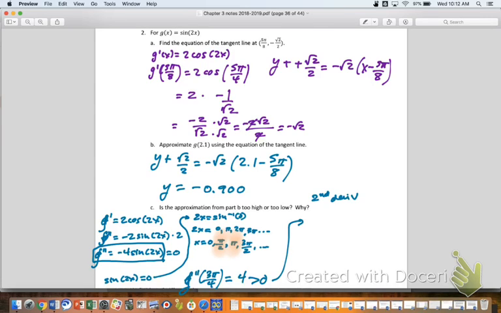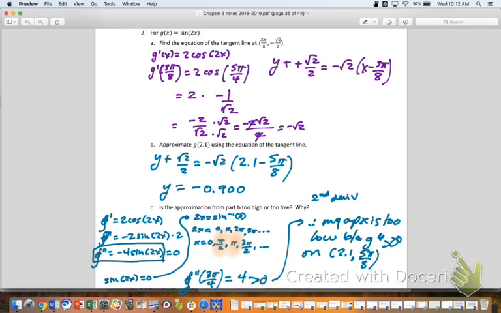So I can say, because of this reasoning, therefore, my approximation is too low because g double prime is positive on the interval from 2.1 to 5 pi over 8. Something like that. So really, if you think about it, could you also... darn it. Sorry, I'm trying to rush because I know you guys are at the end. It's positive. Okay, hold on, Anna. Sorry. Your question? Go ahead.